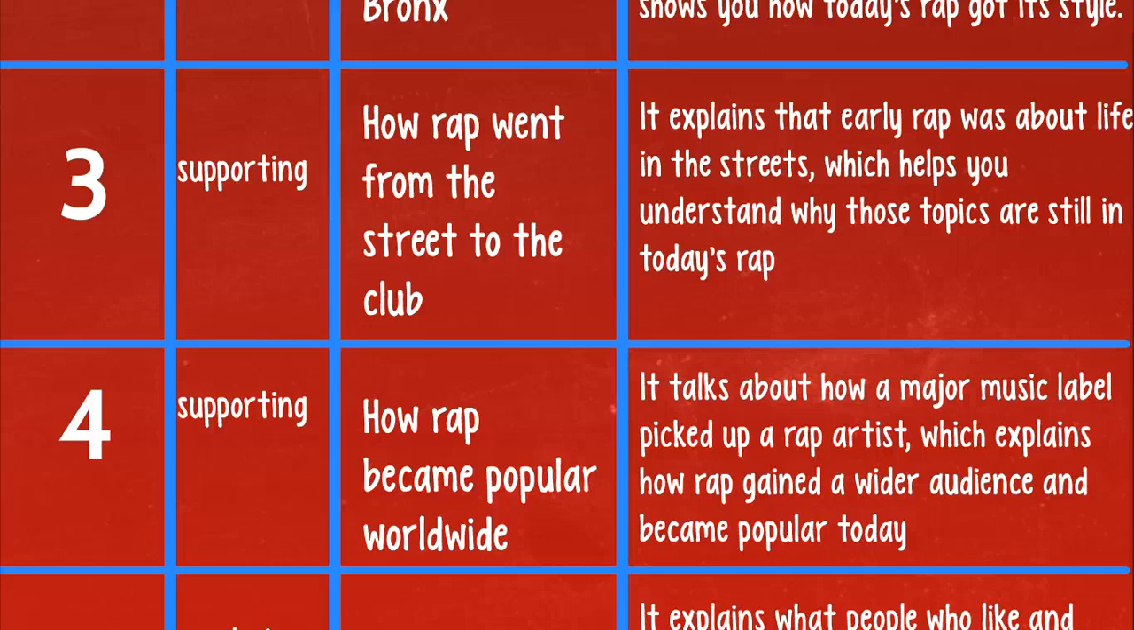How does that help me understand the whole text? It talks about how a major music label picked up a rap artist, which explains how rap gained a wider audience and became popular today. So knowing how it spread, and the fact that it became popular by artists and record labels picking it up, tells me about how rap is so popular today. If it weren't for those music labels, we might not have the rap that we have today.